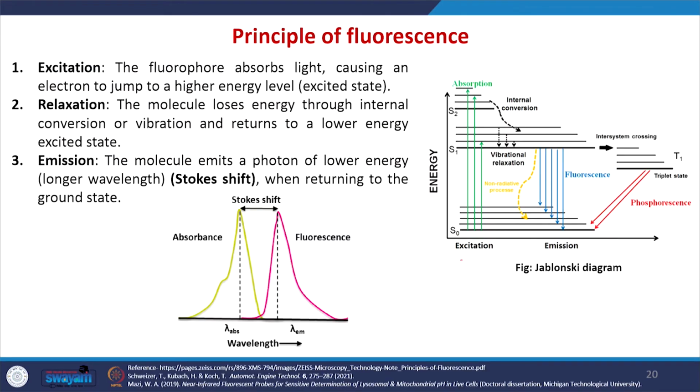Let us see the principle of fluorescence. The fluorophore absorbs the light, causing an electron to jump to a higher energy level, that is the excited state. The molecule loses energy through internal conversion or vibration and returns to a lower energy excited state, and when returning to the ground state, the molecule emits a photon of lower energy. So, that is the fluorescence.